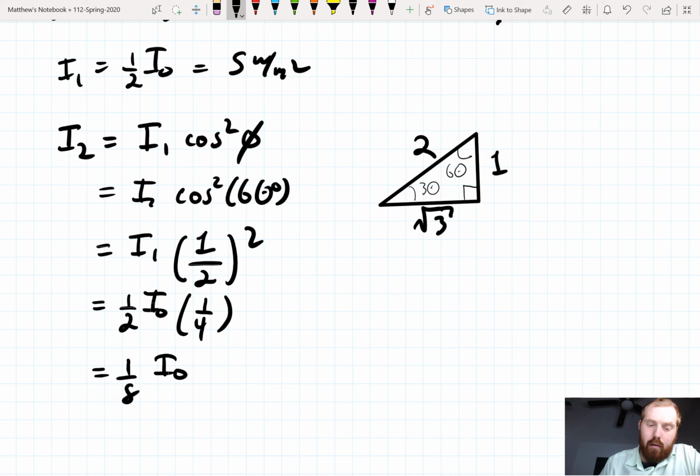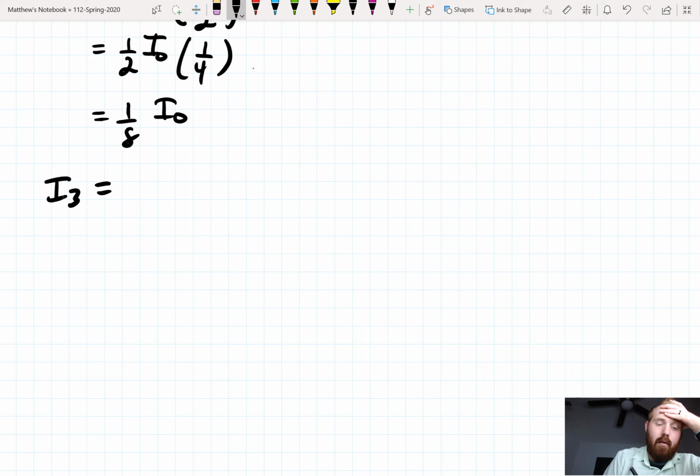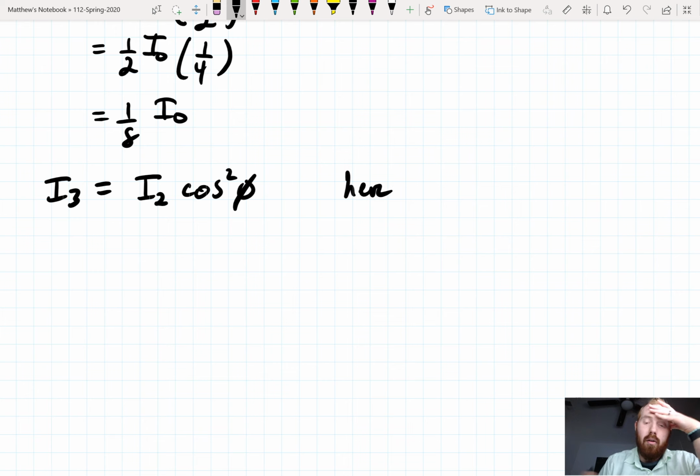Let's keep going. Program starting to slow down on me. All right, that's fine. There we go. So let's calculate that final transmitted intensity. Well, it's going to be I2 times cosine squared of an angle, but here phi is going to be 30 degrees. Let me convince you of that.